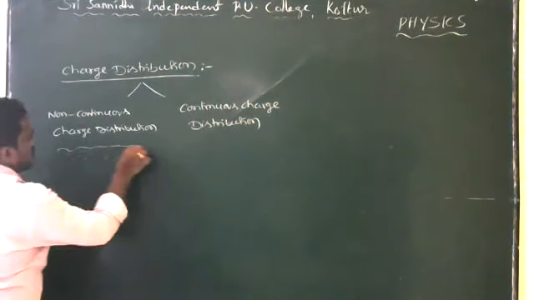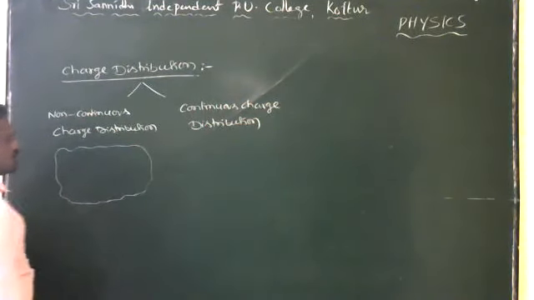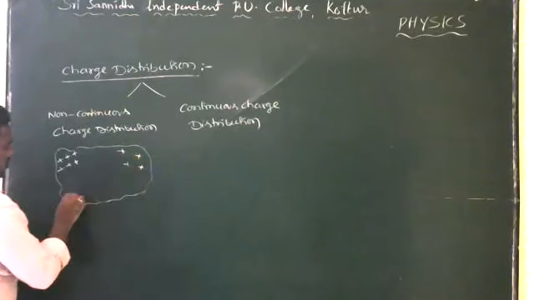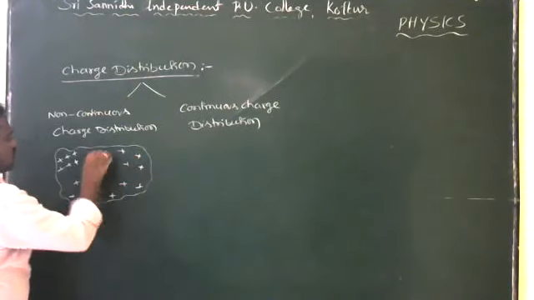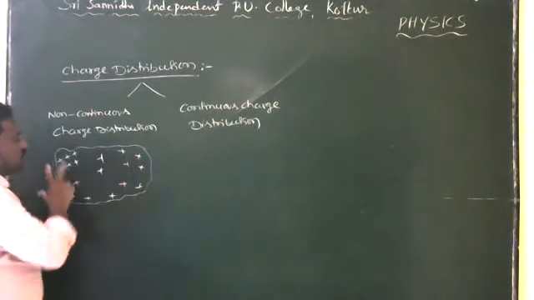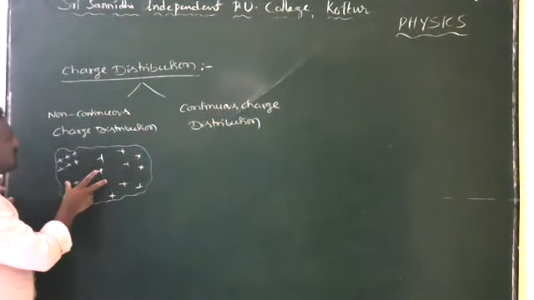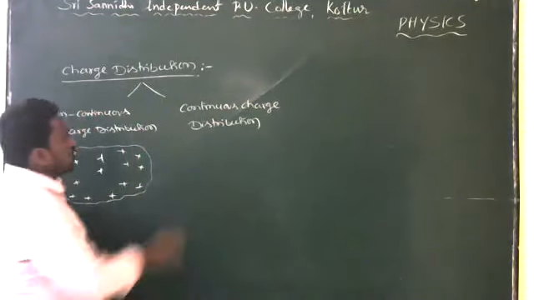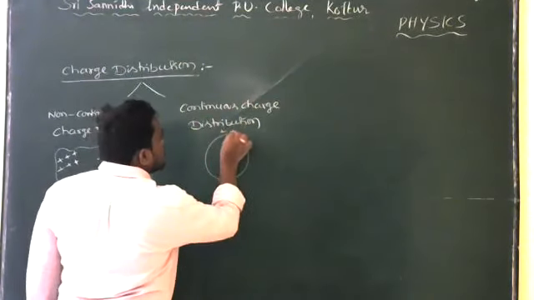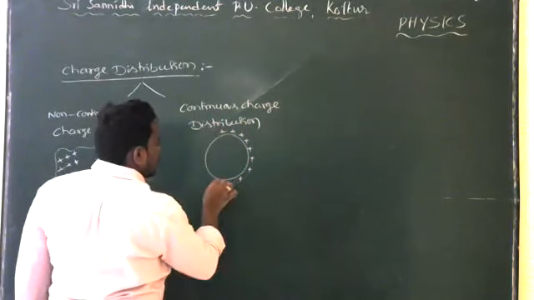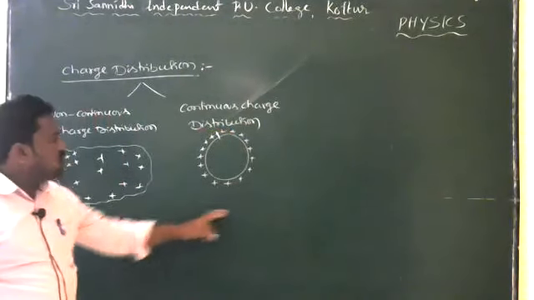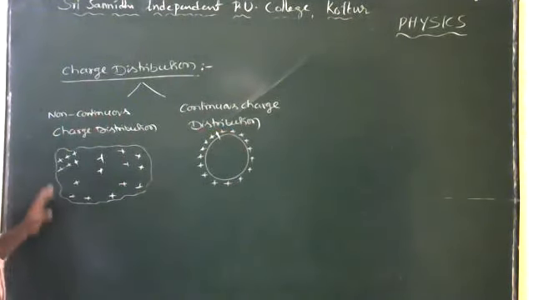For example, what is non-continuous charge distribution? This is a body where the charge is discontinuous, like this. The charge is distributed discontinuously, so this is called non-continuous charge distribution. Now continuous charge distribution: this is a sphere, and the charge is distributed continuously, like this. So this is continuous charge distribution, and this is non-continuous charge distribution.